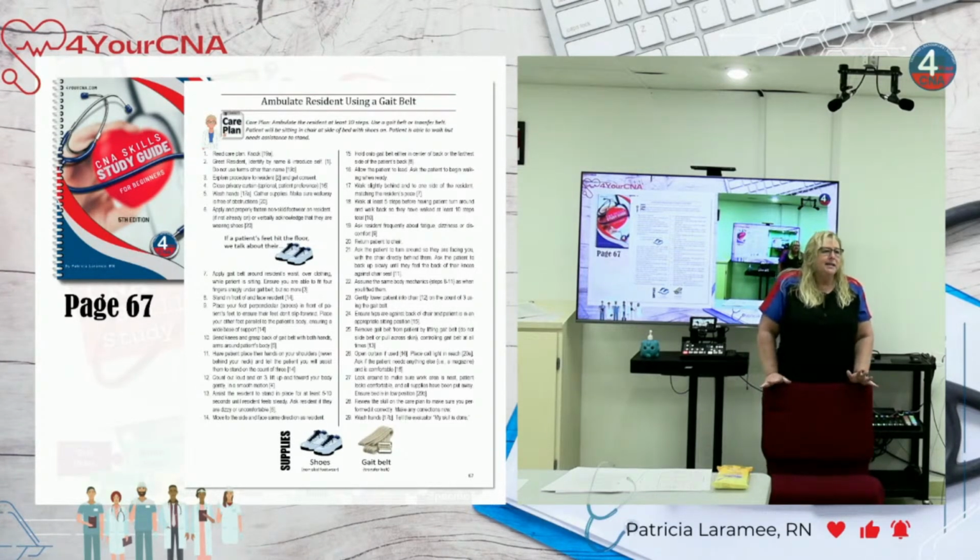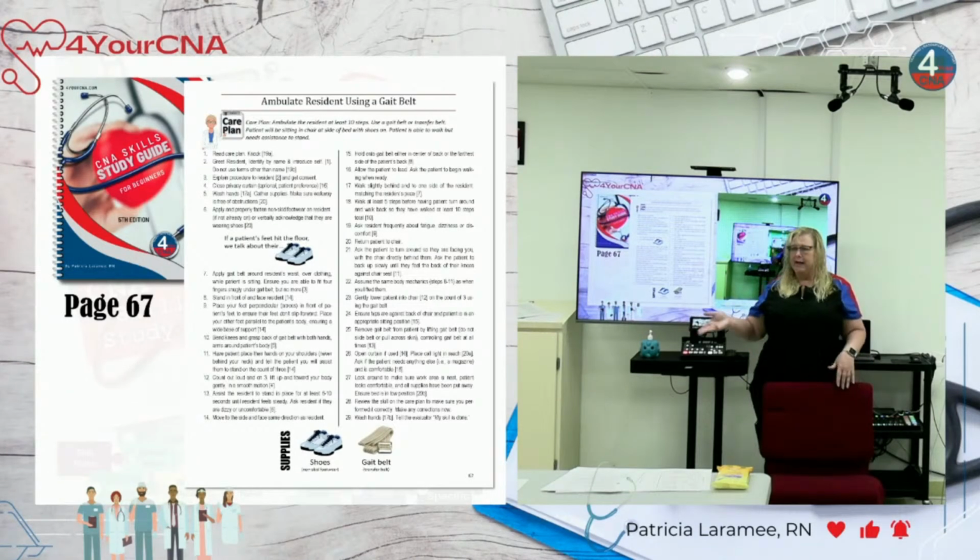So this tells us to ambulate at least 10 steps. That's round trip. So 5 steps in one direction, 5 steps back. The evaluator is actually going to give you a destination. They will say, walk to the second table back there and back to the chair. They're going to say, walk to a bookcase. They're going to give you a destination.